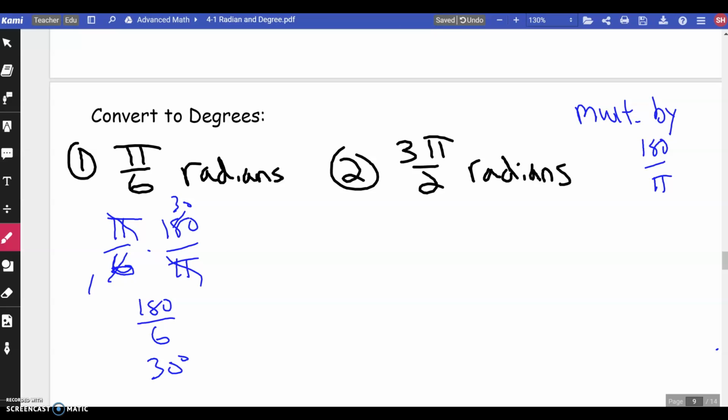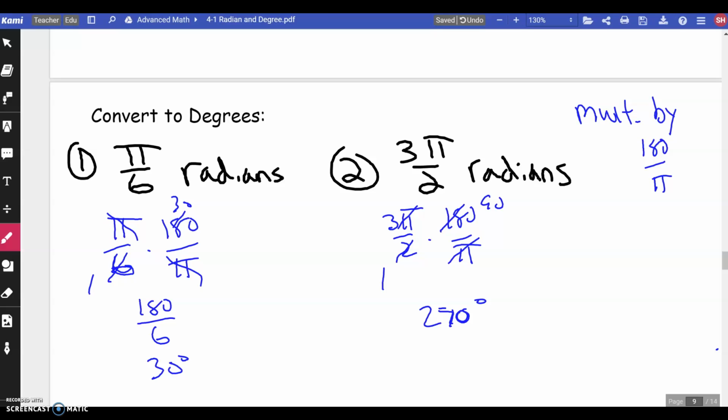Maybe you want to pause and try number 2 on your own, and then press play and watch the solution. So 3 pi over 2 times 180 over pi. Again, the pi's cancel. You could multiply 3 times 180 and then divide by 2, or you can do some cross-canceling, 1 and 90, and that gets me 270 degrees. So again, that's conversion.